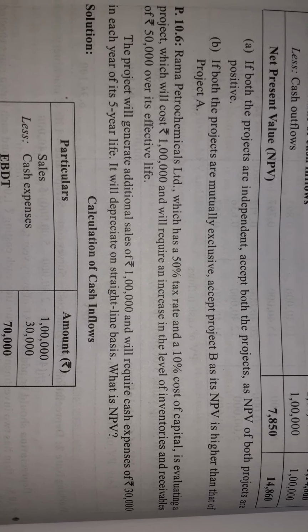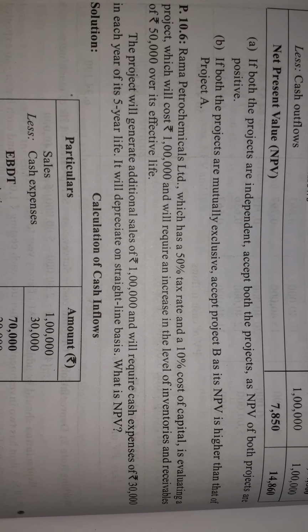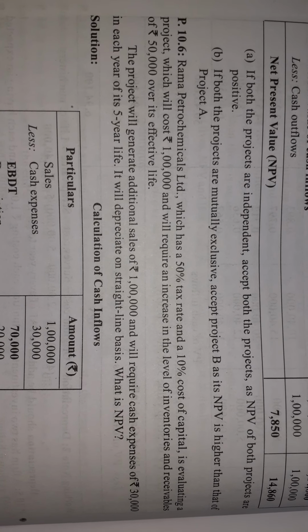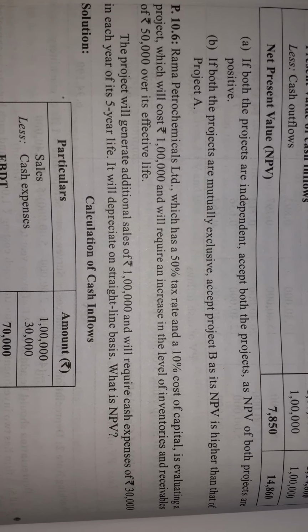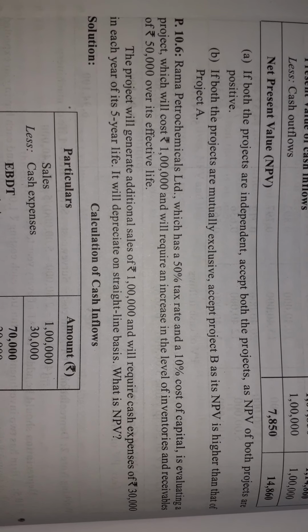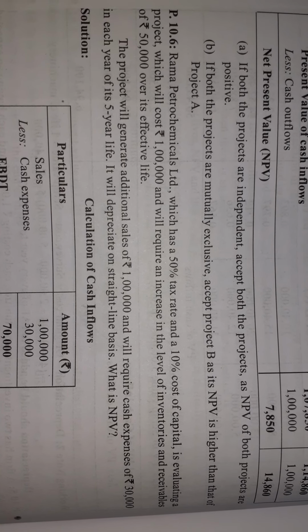The project will generate additional sales of 1 lakh. Sales is 1 lakh and it will require cash expenses of 30,000 in each year of its 5 years life. Okay. So it generates 1 lakh rupees and it will require cash expenses of 30,000 every year, for 5 years. It will depreciate on the straight line method.